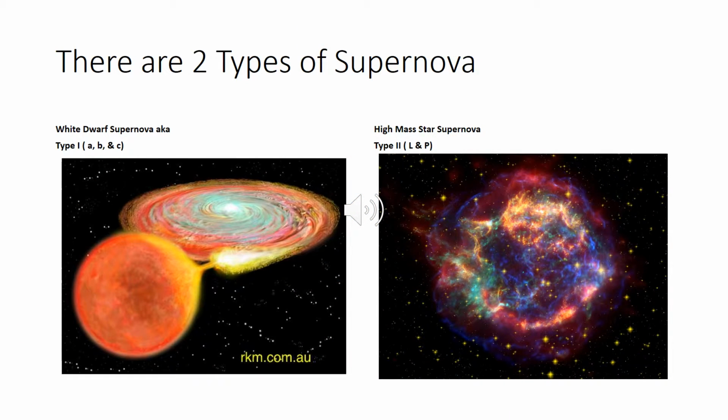Supernovas break down into two types. As you can see on the left, we have type 1, which breaks down into three subtypes: type 1A, type 1B, and type 1C. It is caused by a binary star system. When you look on the right, you can see type 2, which breaks down into two subparts, type 2L and type 2P. This is caused by gravitational effects.